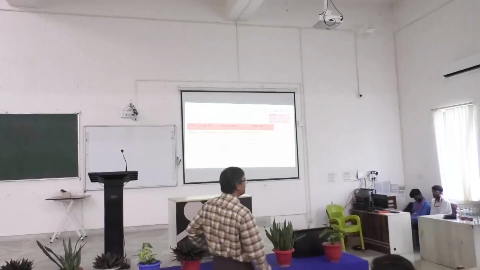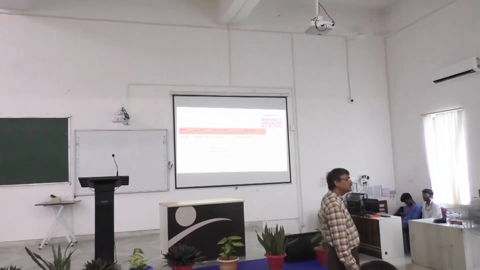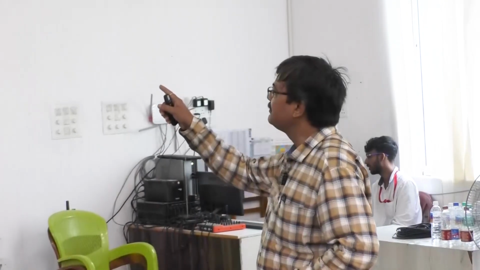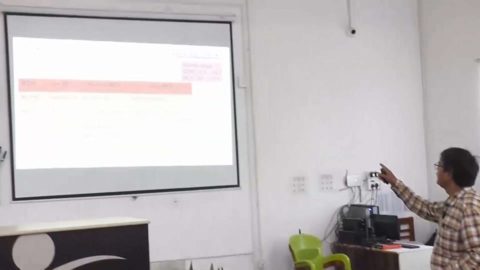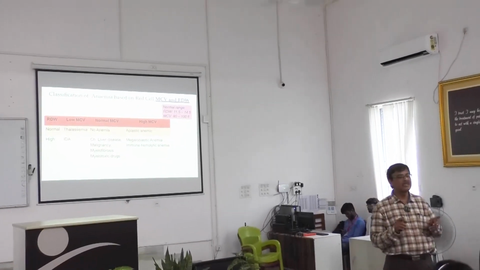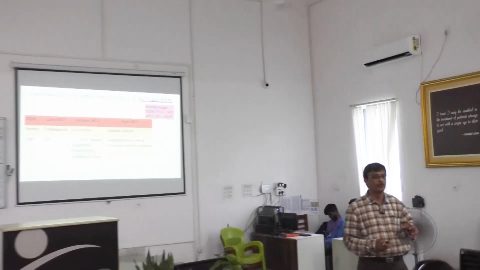That means average volume of the RBC. It is measured in femtoliter. তাই তো? And MCH is the mean corpuscular hemoglobin, it is the amount of hemoglobin present on average in each RBC. That's why it is given in picogram.